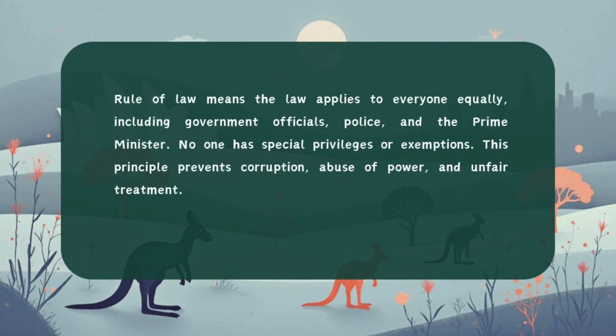Rule of law means the law applies to everyone equally, including government officials, police, and the Prime Minister. No one has special privileges or exemptions. This principle prevents corruption, abuse of power, and unfair treatment.